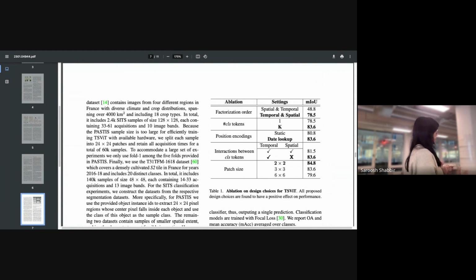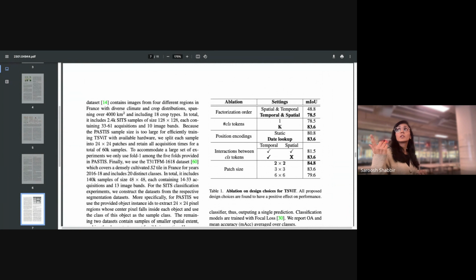So it doesn't change as much. So it's better to condense the information that's present in the temporal domain first and learn from that, and then pass it on to the spatial encoder. And in their case, it looks much better.